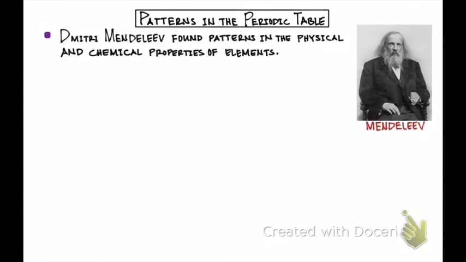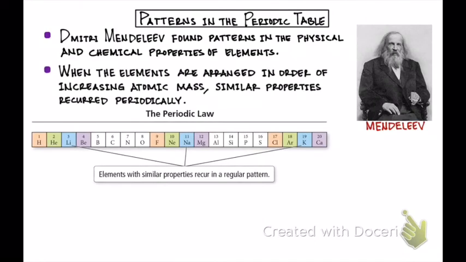So the man behind the first version of the periodic table is Mendeleev, Dmitry Mendeleev. So he basically found patterns in the physical and chemical properties of the elements, and so he arranged them based on those patterns. So at that time, around 1800s, there were only about 50 to 60 elements that were known. And so Mendeleev discovered that when these elements are arranged in order of increasing atomic mass, similar properties recurred periodically.